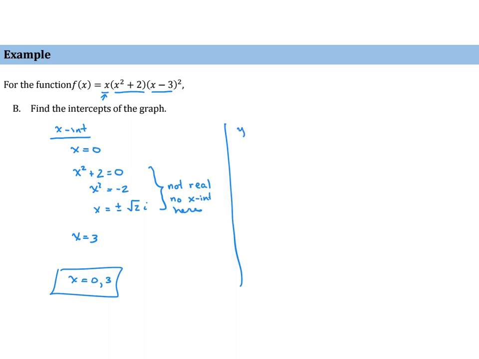What about our y-intercept? Let's let x equal 0. So f of 0 equals 0 times 0 squared plus 2 times 0 minus 3 quantity squared, which is 0. So our y-intercept is y equals 0.